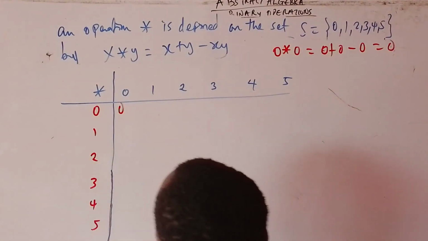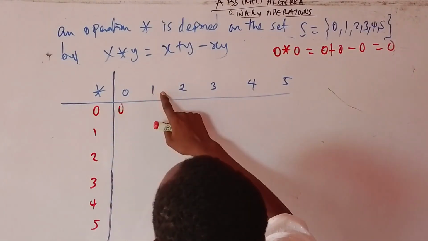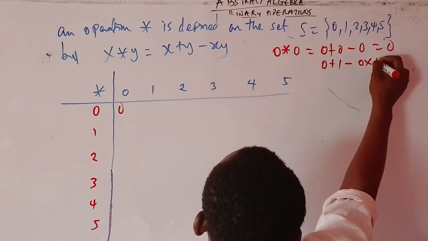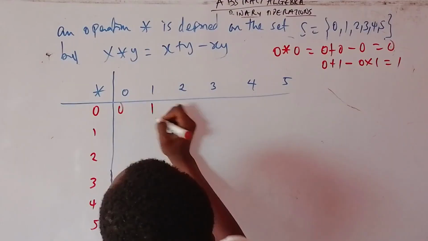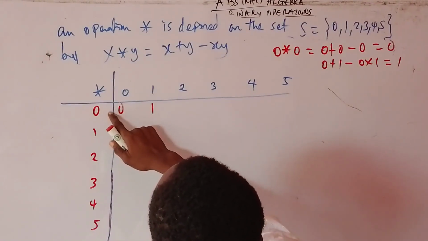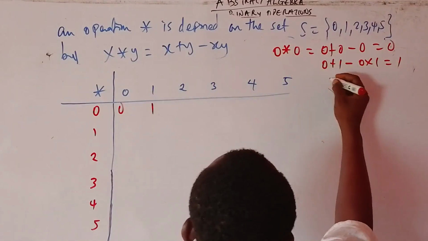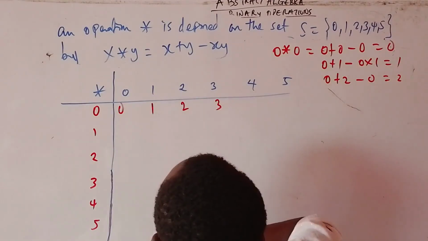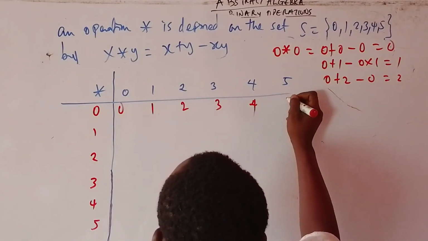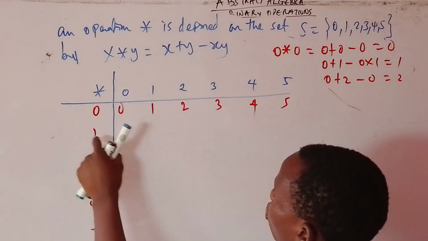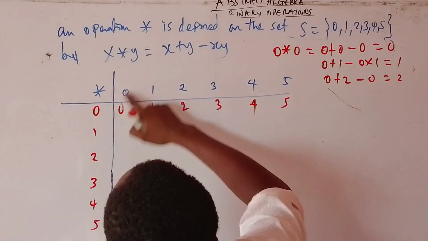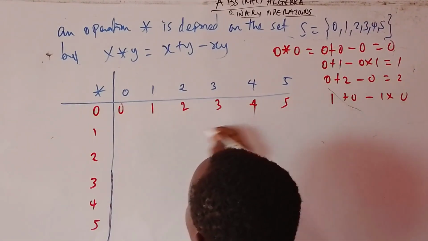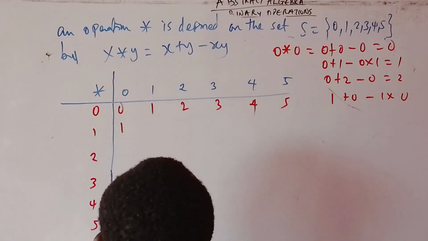You move on. 0 and 1. So that would be 0 plus 1 minus 0 times 1, which is 1. Then 0 and 2. That would be 0 plus 2 minus 0, which is 2. Then if you do that for 3, you have 3. For 4, you have 4. For 5, you have 5. You move to 1. 1 asterisk 0. That would be 1 plus 0 minus 1 times 0. You have 1.